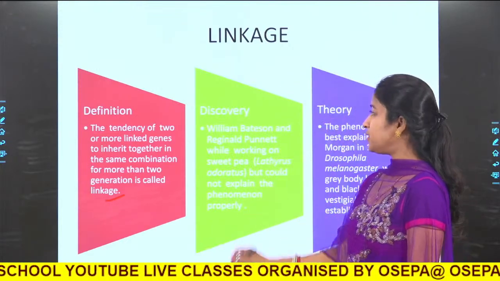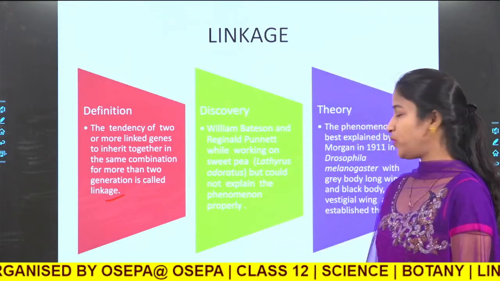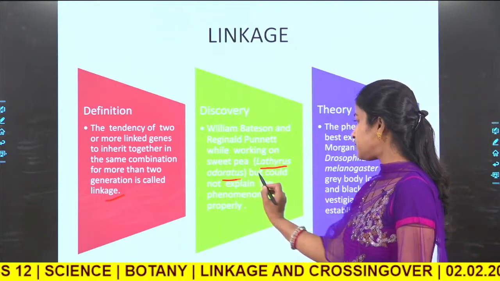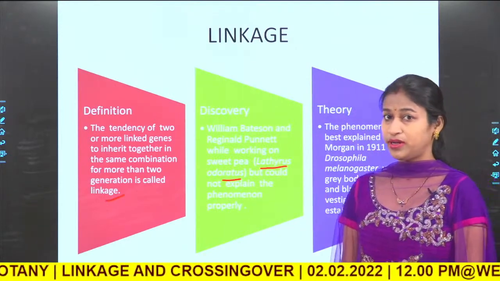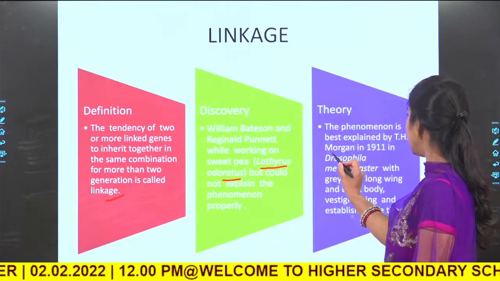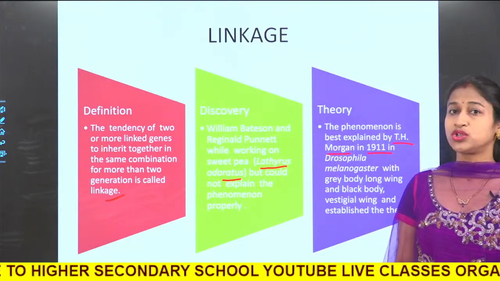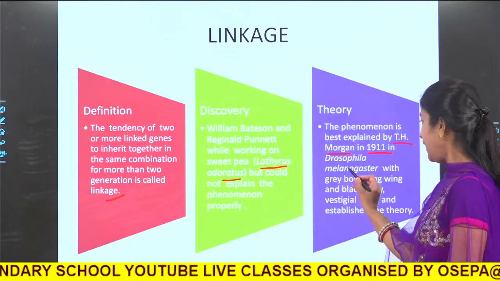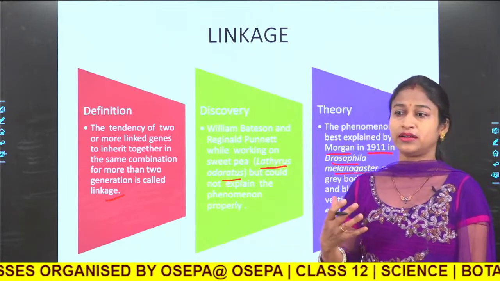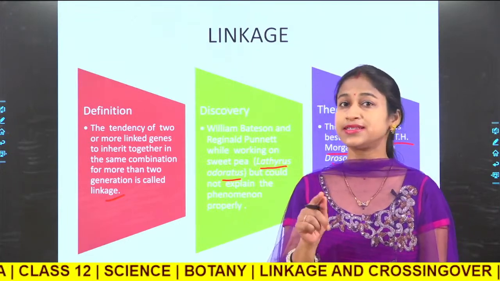Now, the discovery is credited to William Bateson and Reginald Punnett while working on sweet pea, or Lathyrus odoratus, but they could not explain the phenomenon properly. So, who explained the phenomenon properly? It was T.H. Morgan in 1911 while working on Drosophila melanogaster. He confirmed this theory that some traits are linked together and are inherited together as a single unit.